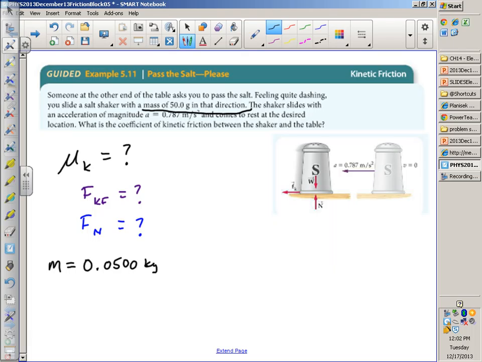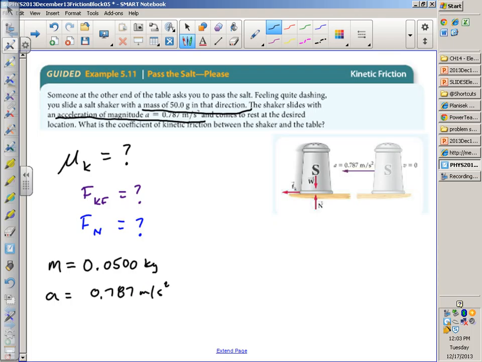And then it also tells us what? It also tells us an acceleration, right? An acceleration of 0.787. Okay.